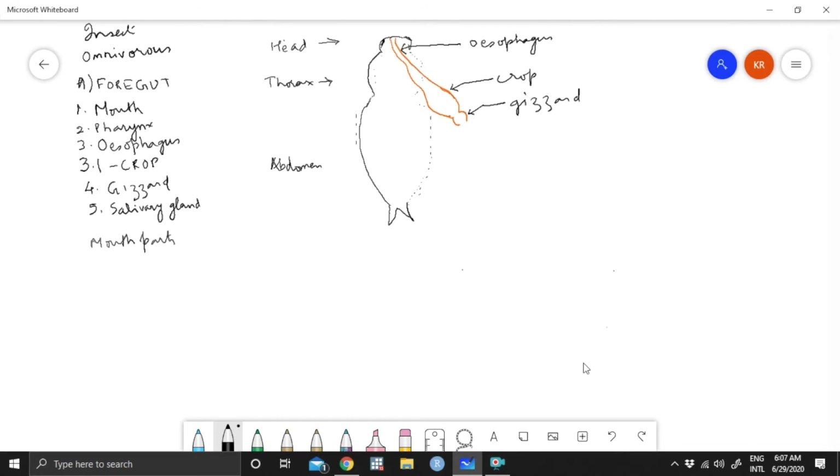The mouth parts of cockroach are of biting and chewing type. Try to recollect that the mandibles were very strong and with pointed, serrated edges, and therefore these are of biting and chewing type. Please try to remember this.